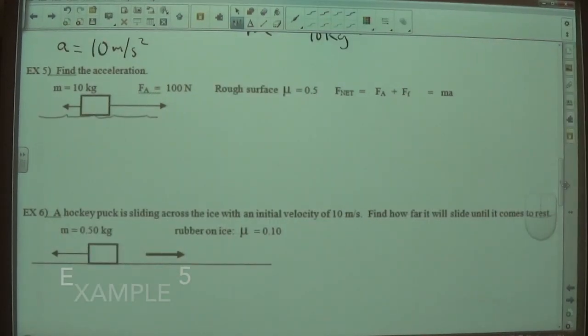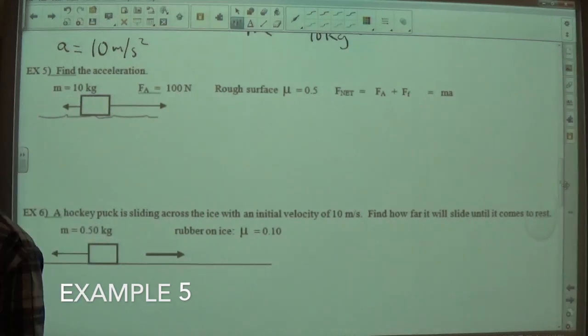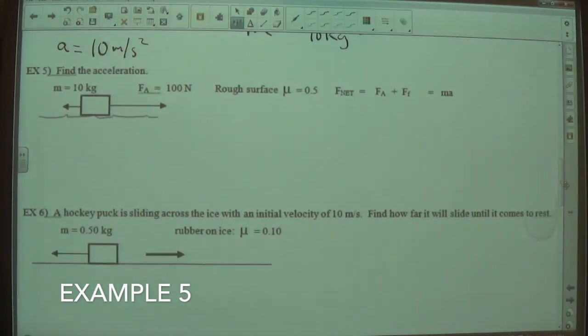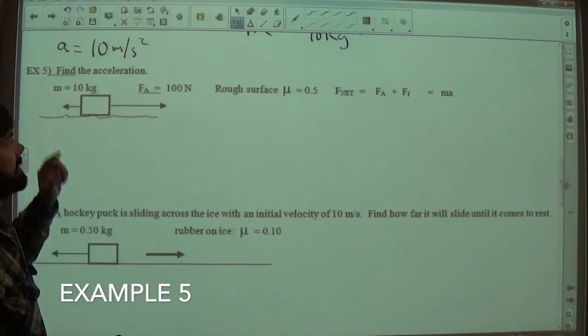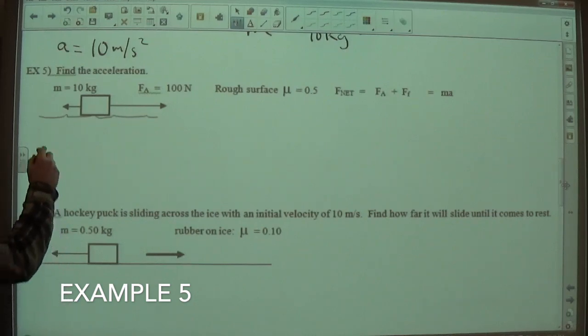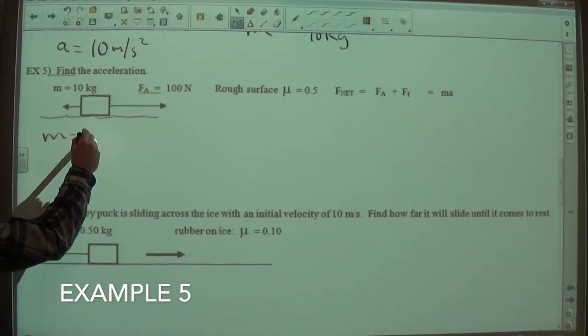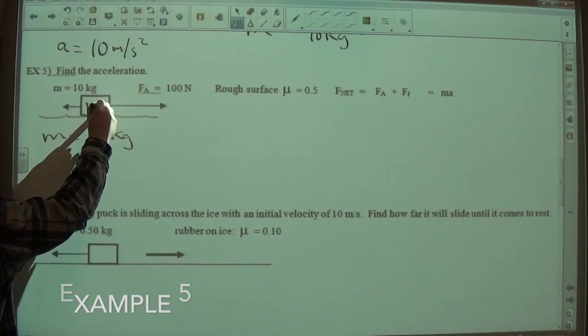For example number 5, they want us to find the acceleration of a box or a block that is sliding across somewhat more of a rough surface. So they give us the force applied and they give us the mass. So what we really need to find out here is the net force. So I know that the mass is equal to 10 kilograms. So that's the mass of the block.